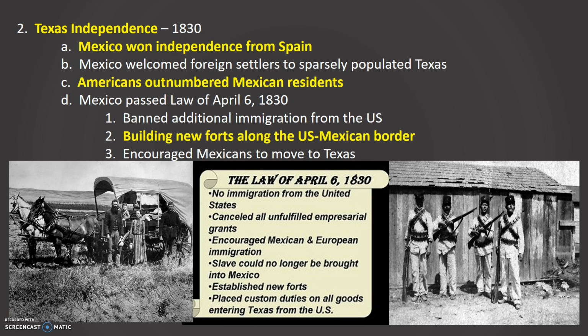We also are going to acquire Texas in 1830. Texas is going to be a little different, and there's going to be a war that's associated with it. So Mexico won independence from Spain, and they did include the area and territory of Texas.